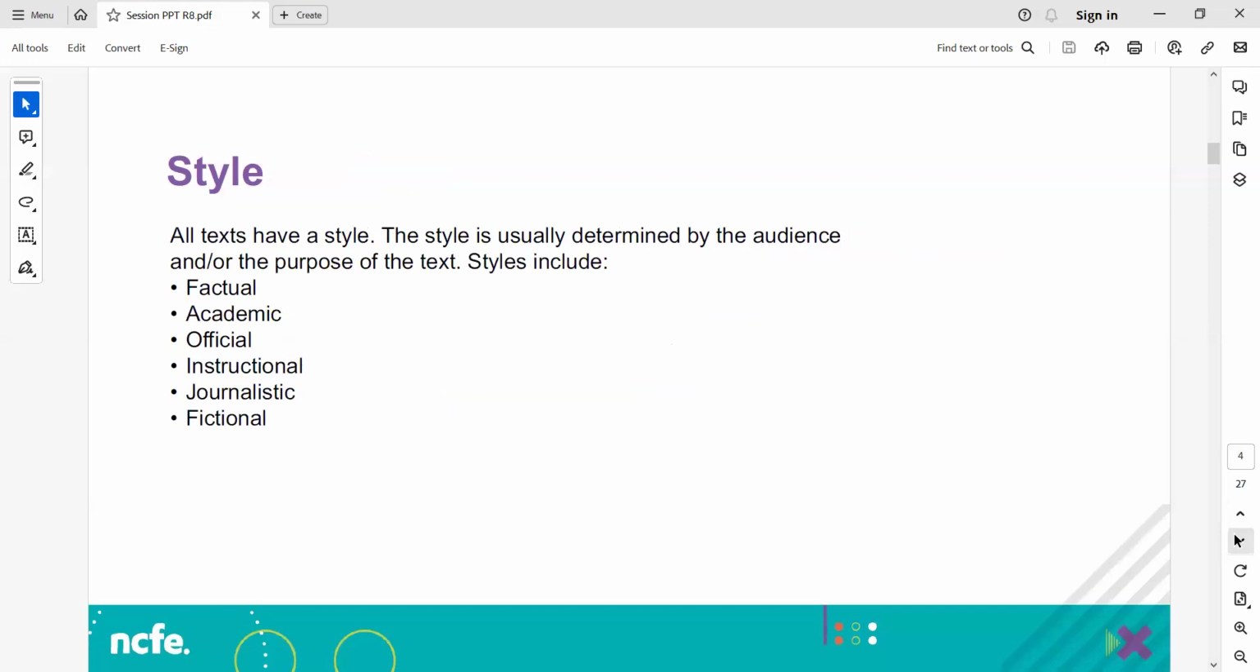So the style. All texts have a style, which is usually determined by the audience and or the purpose of the text. And these styles include the following: factual, academic, official, instructional, journalistic, and fictional.